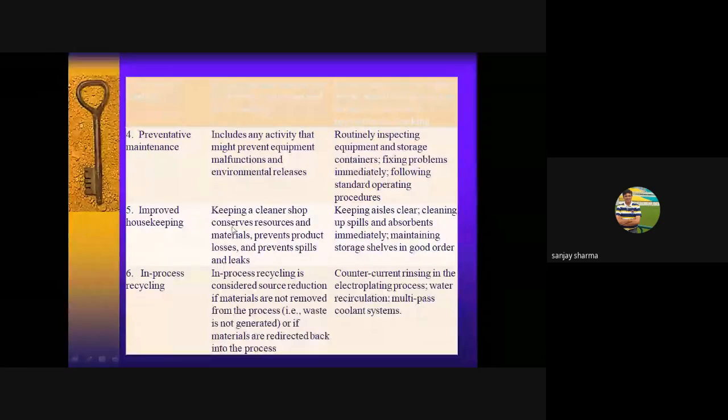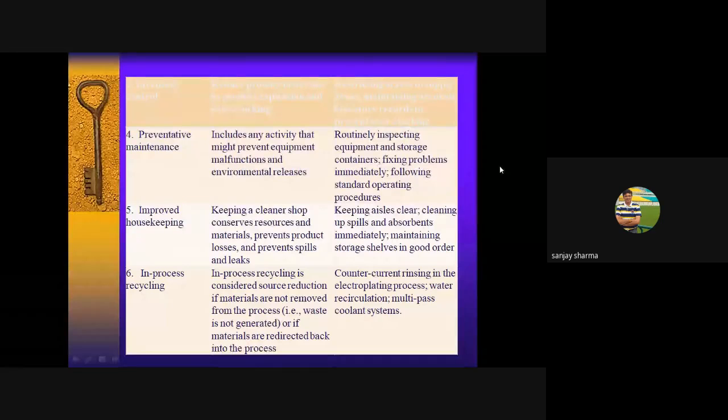Then improved housekeeping. We already discussed that, keeping your things clean and cleaning up spills and oils, etc. In-process recycling is considered source reduction if the materials are removed from the process or if the materials are redirected back into the process. Like in cement plants, ESPs are installed. So whatever the final material is that is retained, either it is utilized as a waste, or otherwise whatever material is regained is put back into your cement processing again. So basically that is what you consume.